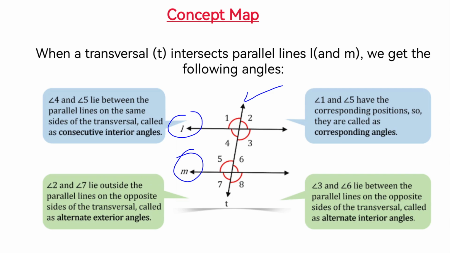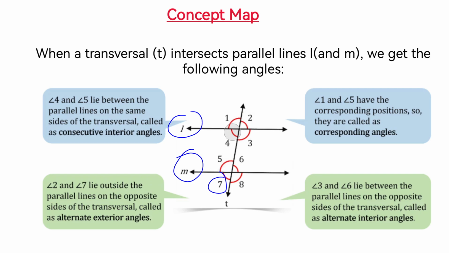that are being formed. Based on the figure, we can say that angle 4 and angle 5 lie between the parallel lines on the same side of the transversal, called consecutive interior angles. Next, angle 2 and angle 7 lie outside the parallel lines on the opposite sides of the transversal. Then this is called the alternate exterior angles.